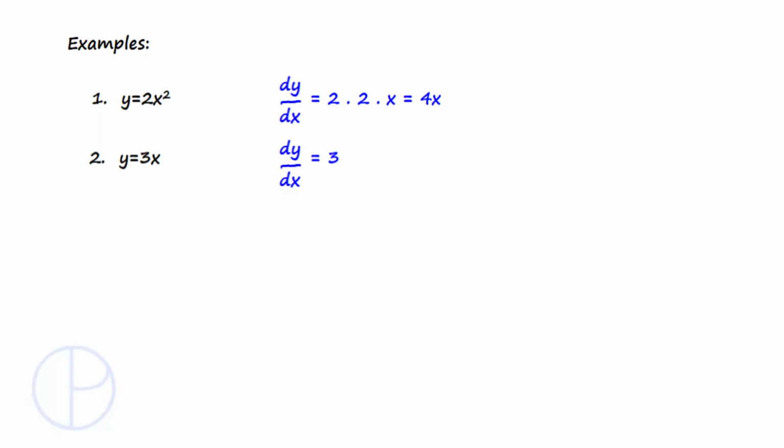When y is equal to a constant, suppose y is equal to 4, then dy by dx is 0. Suppose y is equal to 2x square plus 3x plus 4, then what is dy by dx? It is equal to 2 multiplied by 2, which is 4x, plus 3.